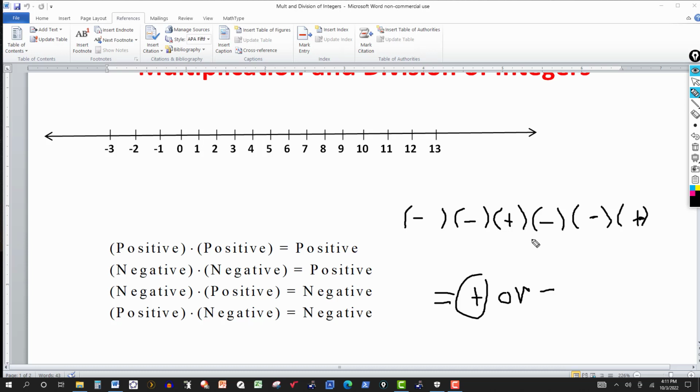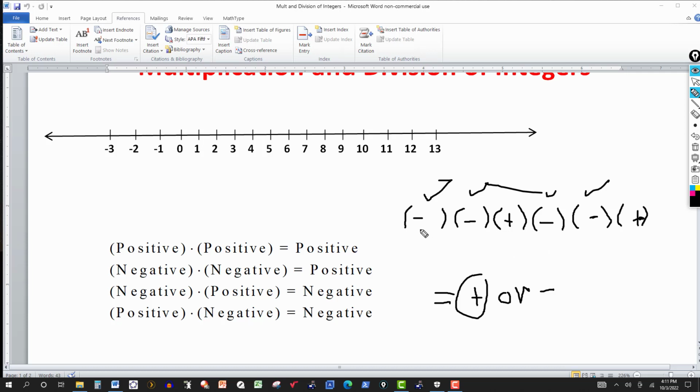just count the negative ones that you have. So we have 1, 2, 3, 4. If you have an even number of negatives and you're multiplying, the answer is always going to be positive. If you have an odd number of negatives, the answer is always going to be negative.